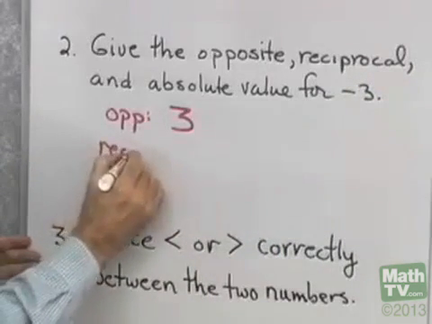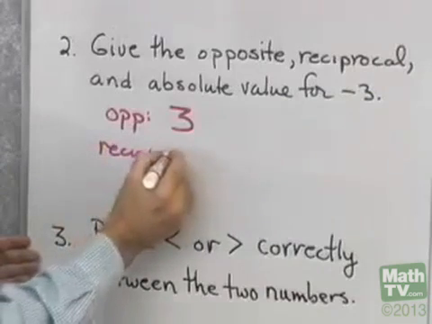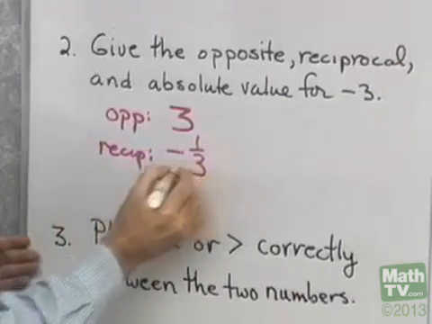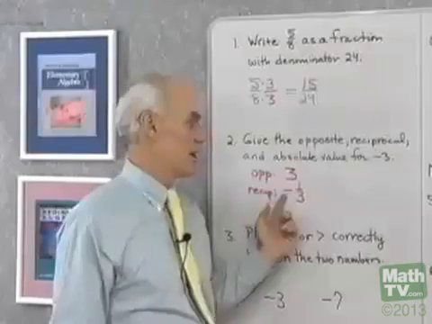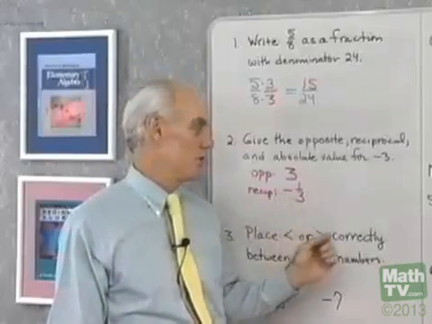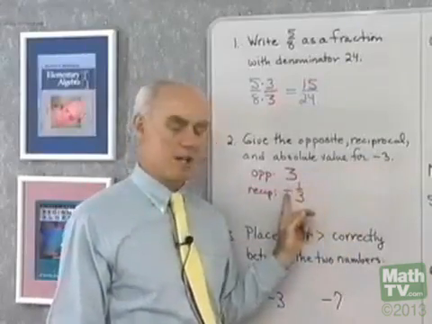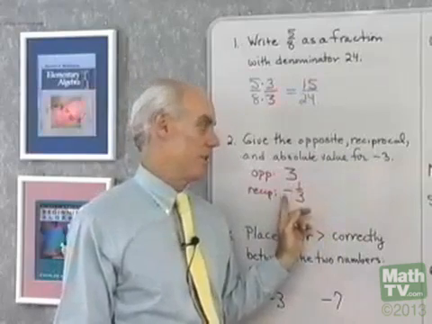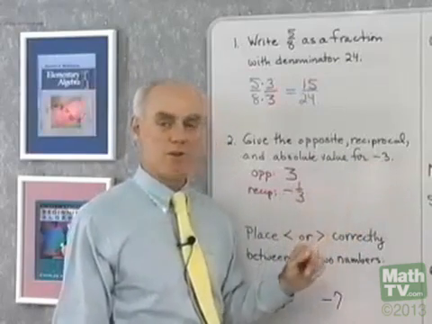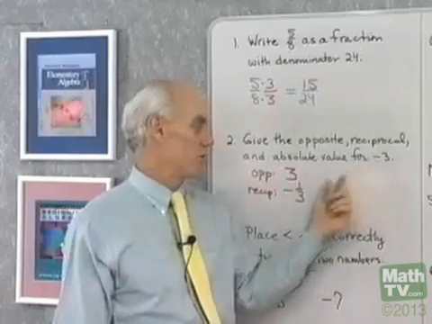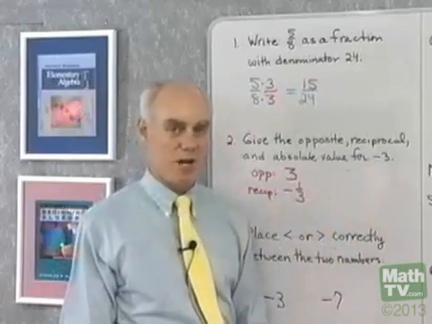The reciprocal of -3 is -1/3. Now, we haven't covered multiplication with negative numbers yet, but you'll see when we do, a negative number multiplied times another negative number gives us a positive number. And 3 times 1/3 is the number 1. So reciprocals are numbers that multiply to 1.